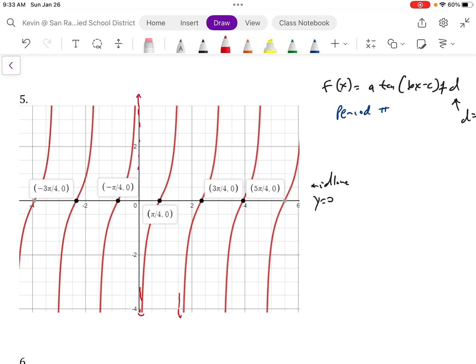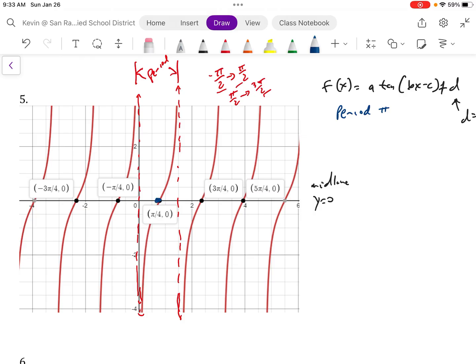Now we look at this one, and the period is when the graph starts repeating itself. Think of it as the distance from one asymptote to the other. So here are my asymptotes, and this distance from here to here is my period. On tangent, typically that's from negative pi over 2 to pi over 2, and then from pi over 2 to 3 pi over 2, because that's a period, a pi between those things. Our asymptotes are here, here, here.